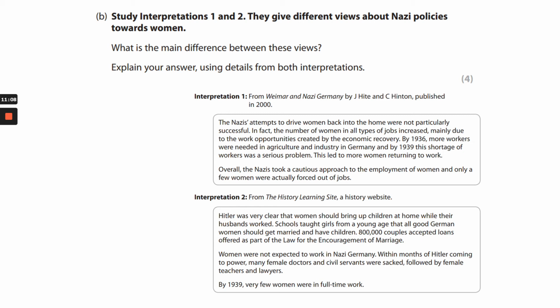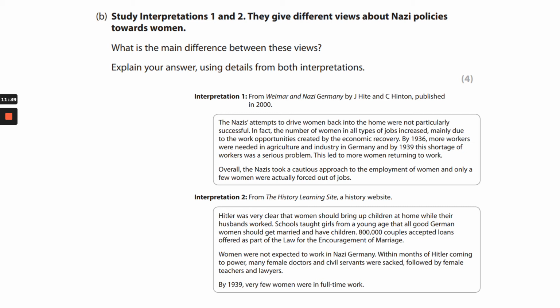The Nazis' attempts to drive women back into the home were not particularly successful. In fact, the number of women in all types of jobs increased, mainly due to the work opportunities created by the economic recovery. Okay, I could keep going on, but this interpretation is basically saying that the Nazis were not successful in their policies because most women went to work. Let's look at the next one. Interpretation 2. Hitler was very clear that women should bring up children at home while their husbands worked. Okay, and it goes on like that.